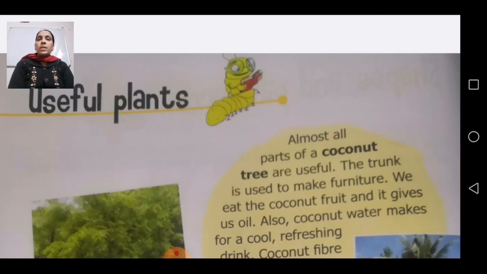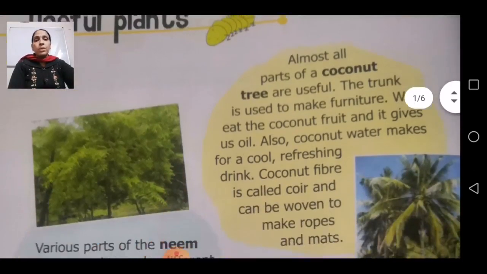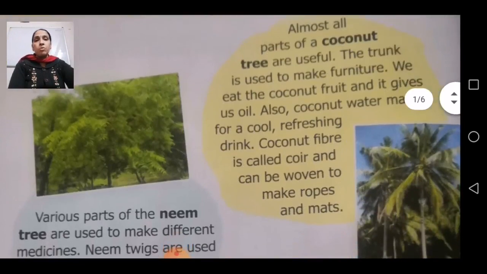And all these things related to plants make these plants quite useful. So here are the plants which we are going to talk about. In that row, the first plant is your neem tree. As you can see in the picture, that is the neem tree.